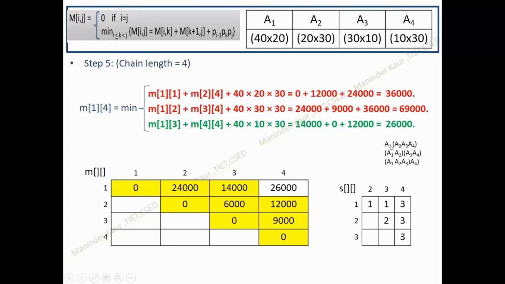Now, for the first case, A1 and the cost of multiplying A2 to A4 is M24. Here the cost of multiplying A1 A2 is M12. The cost of multiplying A3 A4 is M34. Here the cost of multiplying A1 till A3 is M13, and the cost of multiplying the individual element is M44. That value is 0.